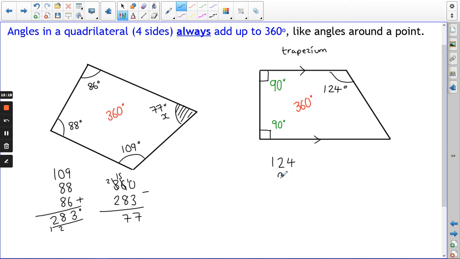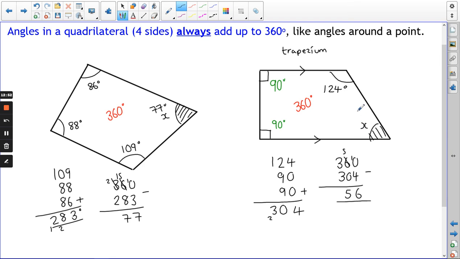So we've got a 124, a 90 and a 90. Add those up. We've got 4 there, 18 and 2 is 20, so that's 304 degrees, and then take that away from 360 to work out the missing angle, which is down here. I'll call it X. I can't do 0 take away 4 without borrowing, so 10 take away 4 is 6, 5 take away nothing is 5, 3 take away 3 is nothing. Our missing angle is 56 degrees.